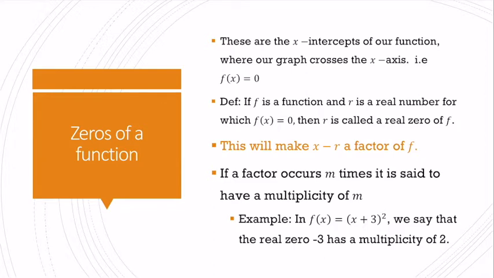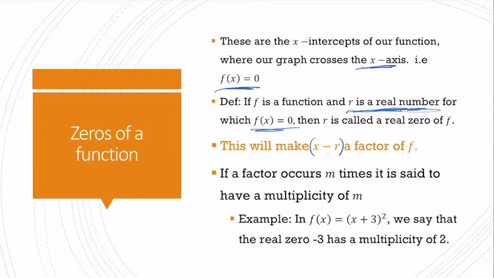One thing that's really important to find for a polynomial or a function in general is the zeros of our function, right? If I set my function equal to 0, this is going to tell me where my graph crosses the x-axis, okay? So let's say f is a function and r is a real number. This is the important concept for the next 2 sections, so focus. And r is a real number for which f of x equals 0, then we call r a real 0 of f. And what that does is that makes x minus r a factor of f.